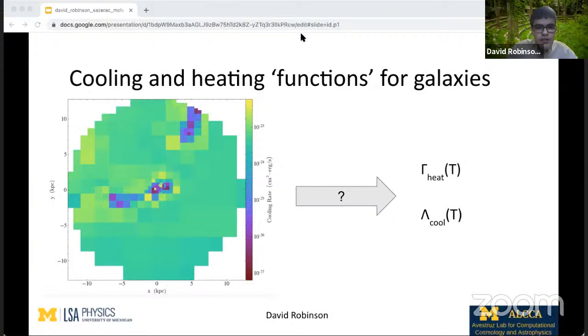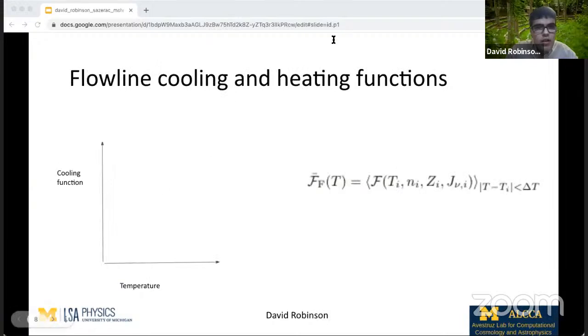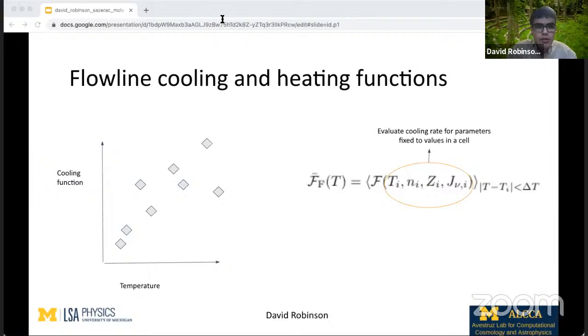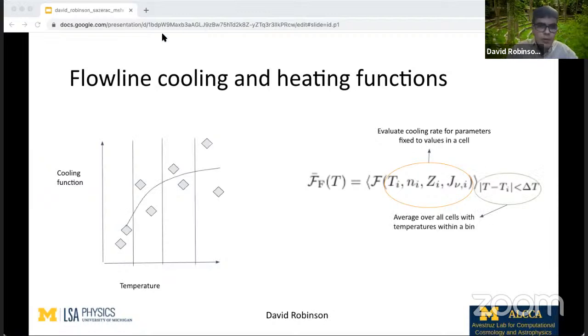So the first thing that we could do is, for each cell, we calculate the cooling or heating rate, as I said, and here let me talk specifically about the cooling function. And then at each temperature, to find a summary over the galaxy, we can simply average over every cell that has temperature within some narrow bin around that temperature value. And in so doing, we get a cooling function, and we can do an exactly analogous procedure for the heating function.